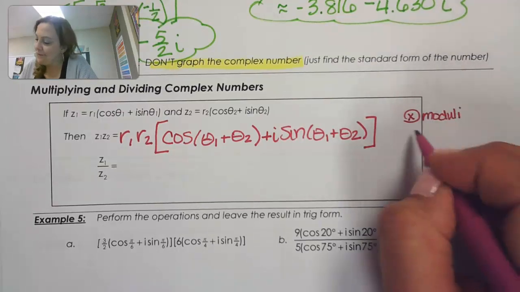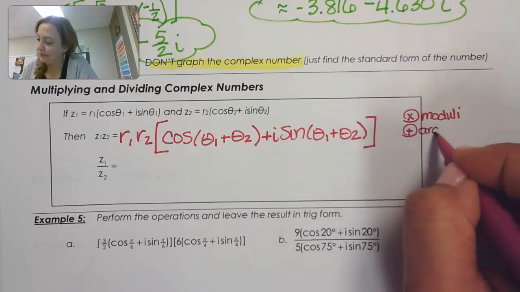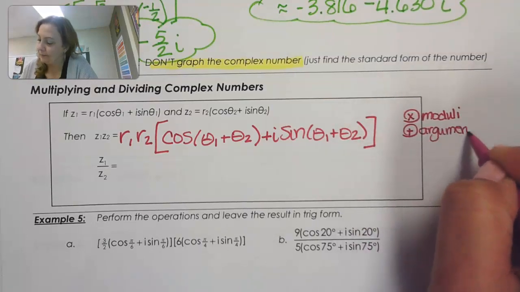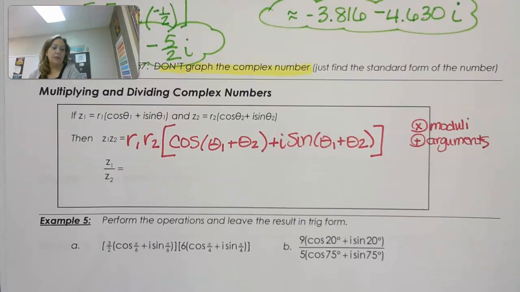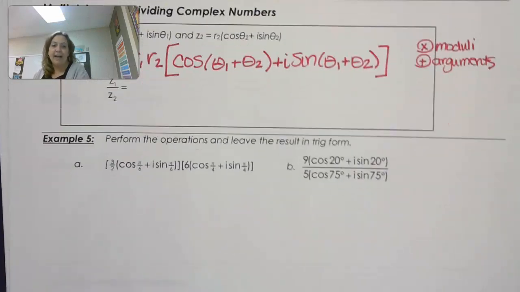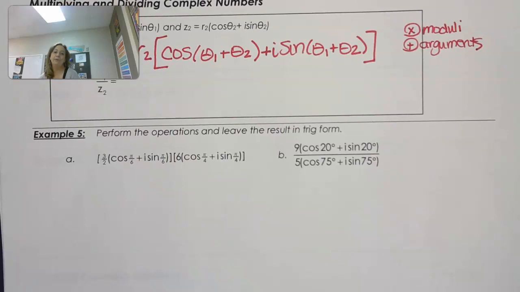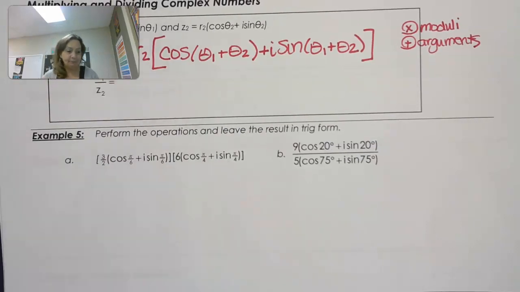And then we add the arguments. So let's take a look at that in example 5a. It says perform the operations, and to leave the result in trig form. So in trig form, that means it's in this specific form.